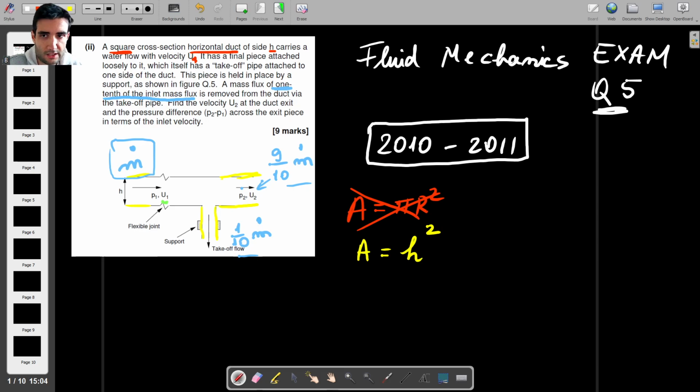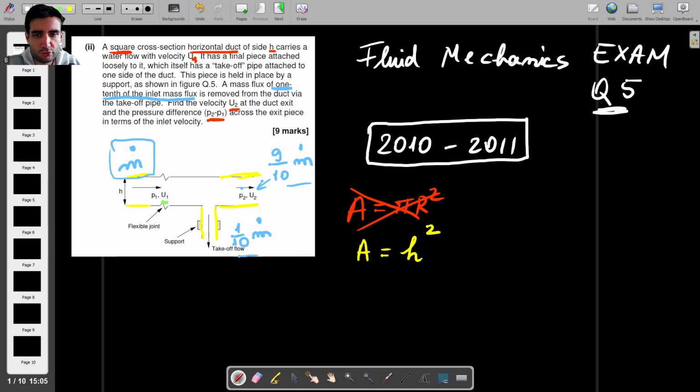And what we're asked to find, first of all, is the velocity u2 at the duct exit and the pressure difference P2 minus P1 across the exit piece in terms of the inlet velocity. So it's a relatively straightforward question, I would say.